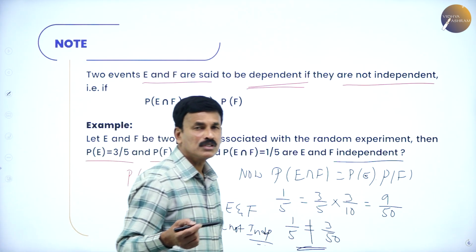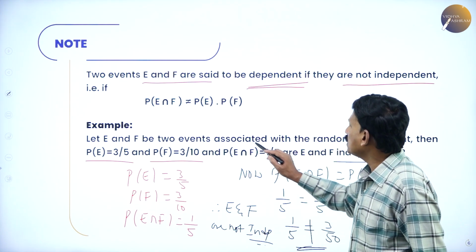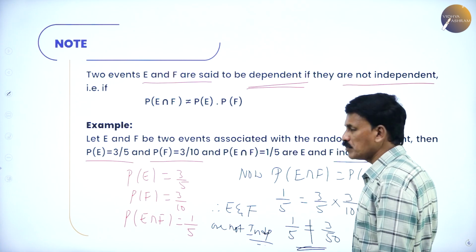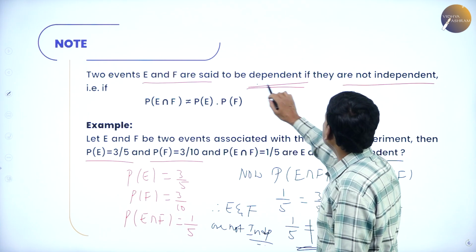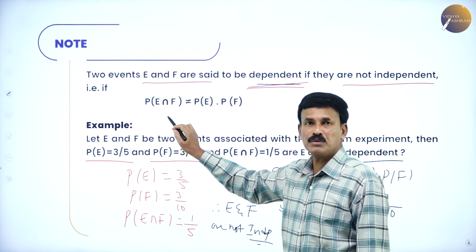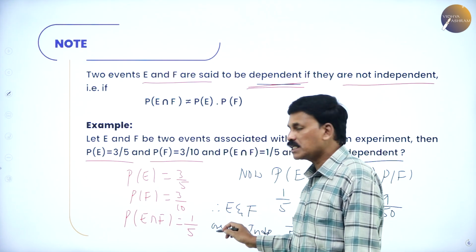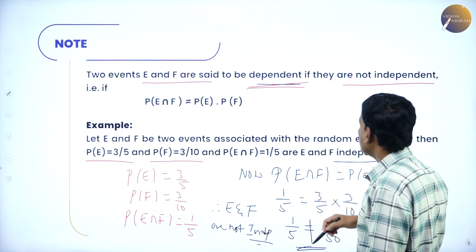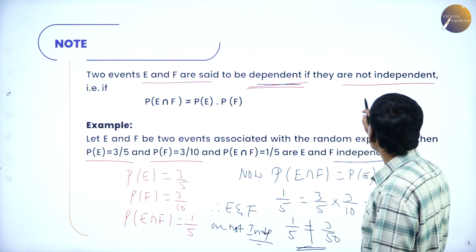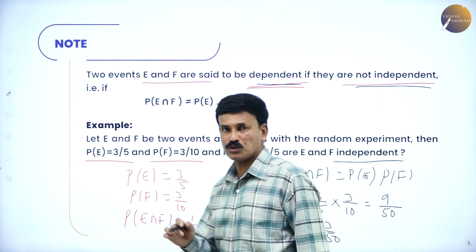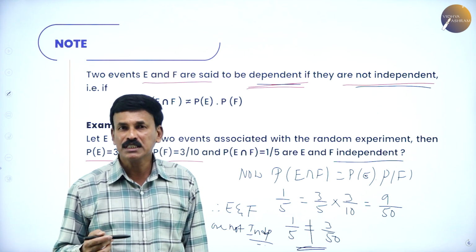So hope you followed. Two events E and F are said to be independent events if probability of E intersection F is equal to probability of E into probability of F. Two events E and F are said to be dependent, that is, they are not independent events, if probability of E intersection F is not equal to probability of E into probability of F. So the previous one is an example for an independent event, and this is an example for it is not an independent event. Hope you got an idea. That's all regarding the independent and not independent events.